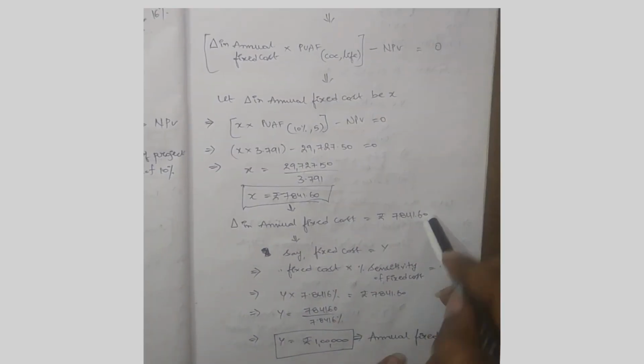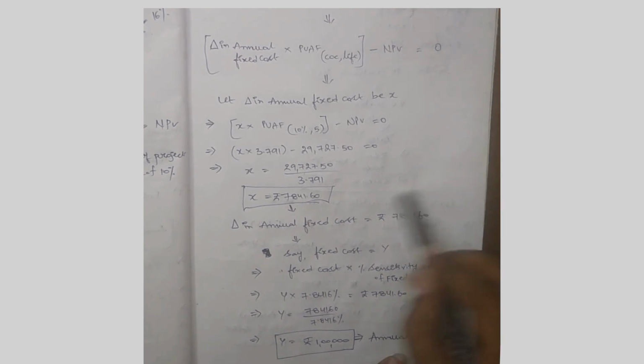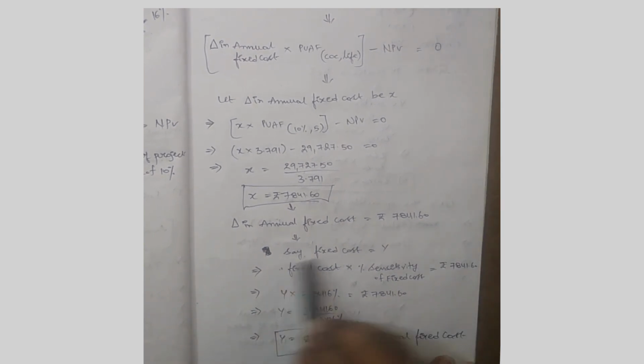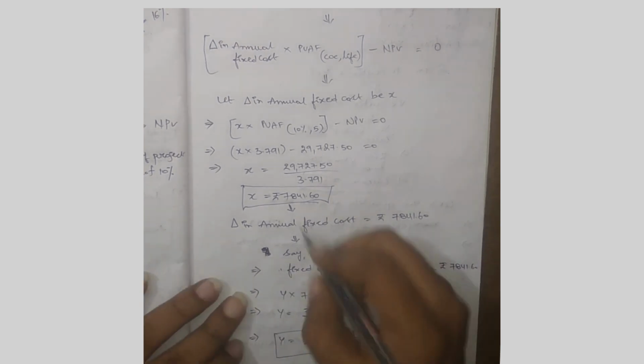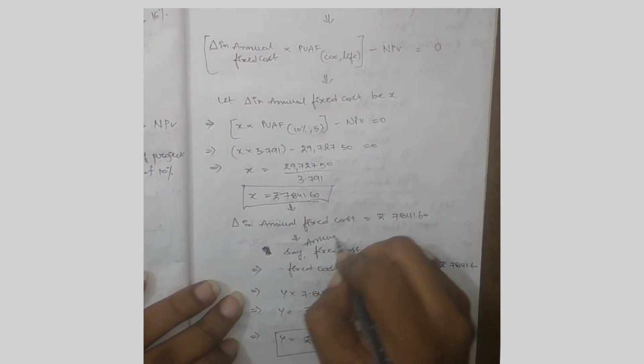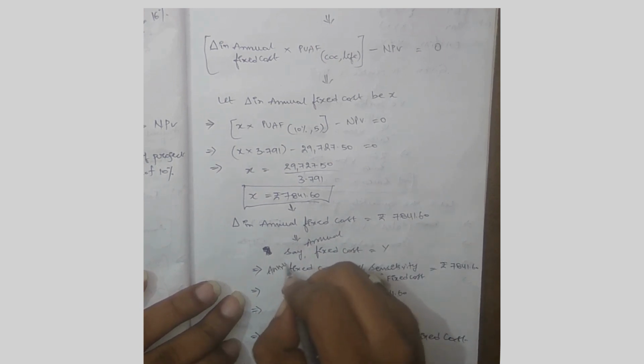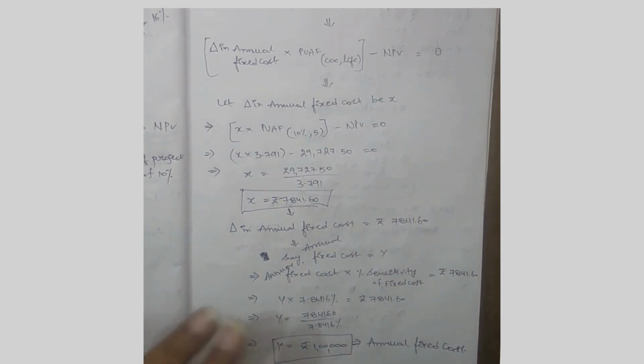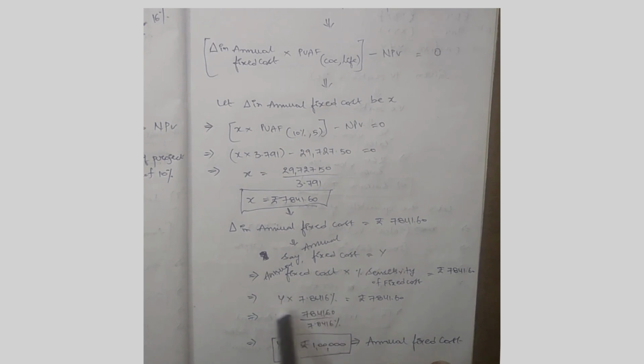So here we know the change in percentage as well as in amount terms. The only unknown factor is the fixed cost. So let's say the annual fixed cost is Y, and if you consider the change percentage with respect to Y, that is the annual fixed cost, it will equal 7,841.6. Accordingly, if we solve the equation, the annual fixed cost we get is 1 lakh rupees.